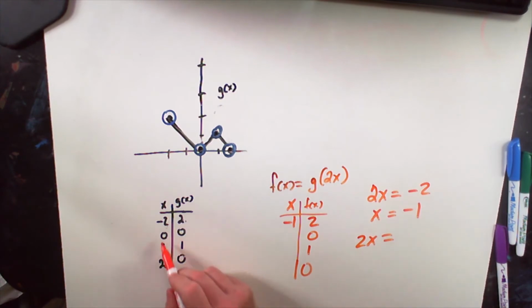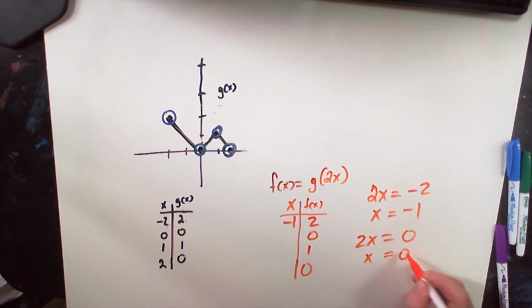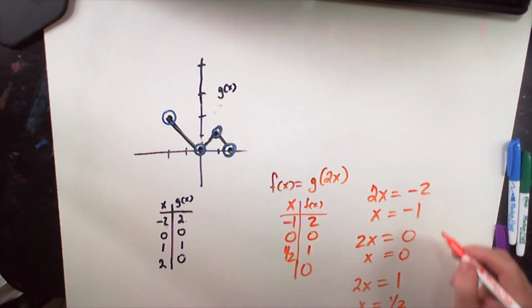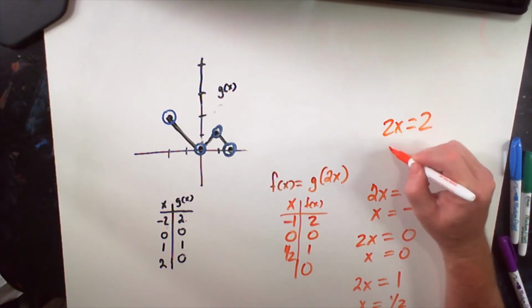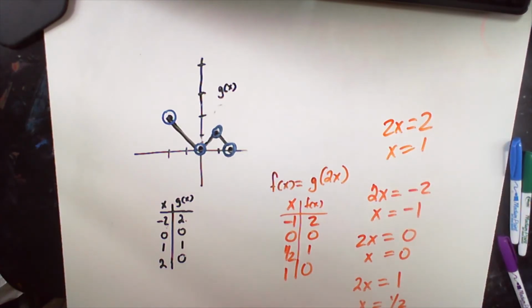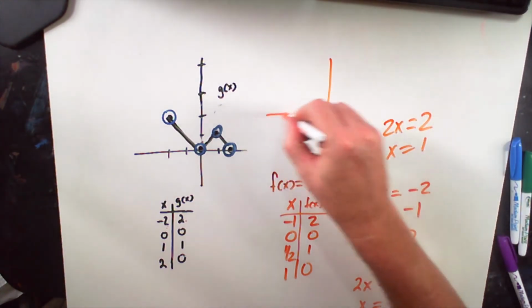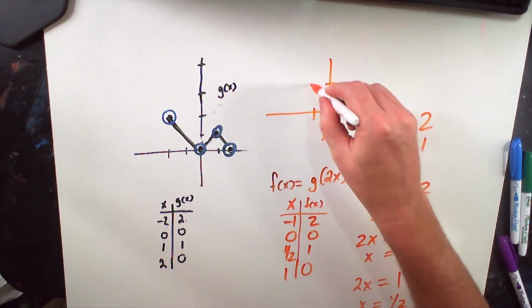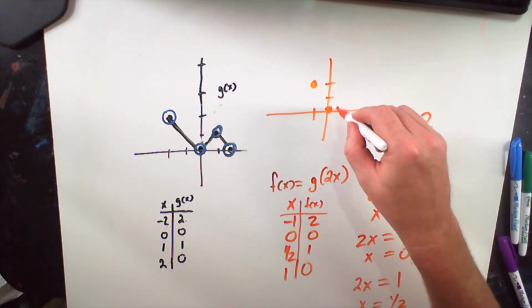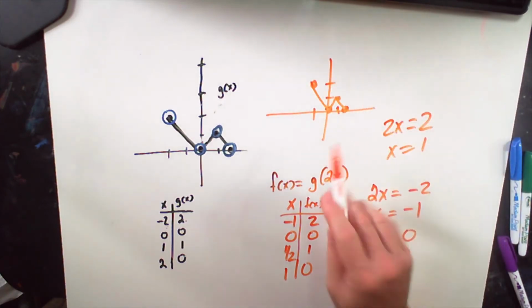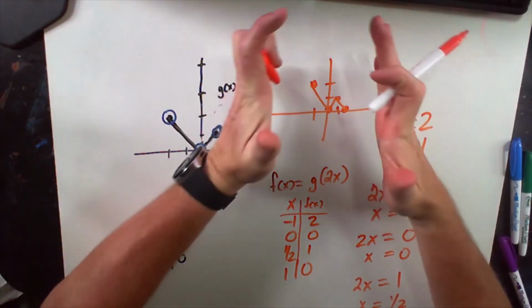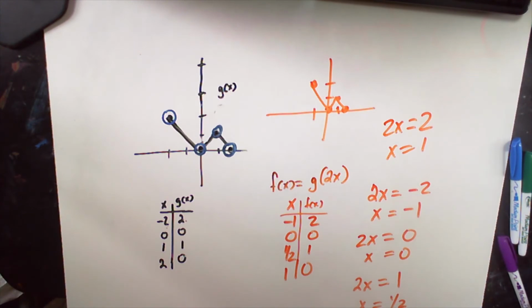2x equals 0. X equals 0. 2x equals 1. X equals 1/2. 2x equals 2. X equals 1. Here are my new points. Negative 1, 2. 0, 0. 1/2, 1. 1, 0. Same height. The points have just been compressed in. That is a horizontal shrink.